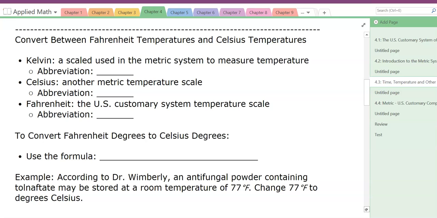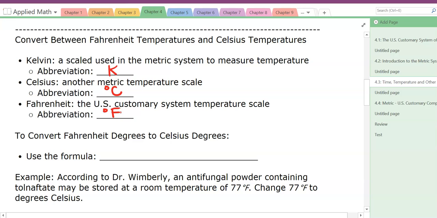So Kelvin is a scale that's used in the metric system to measure temperature. The abbreviation for that is just a capital K. Celsius is probably the more common measurement that we would see for temperature in the metric system. That one we write with the little circle and then C, because that represents degrees Celsius. And then what we're used to would be degrees Fahrenheit, so a little circle and then a capital F.